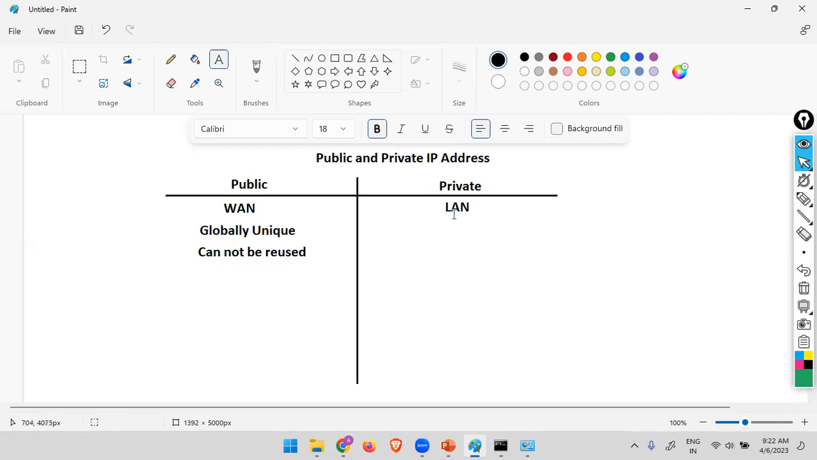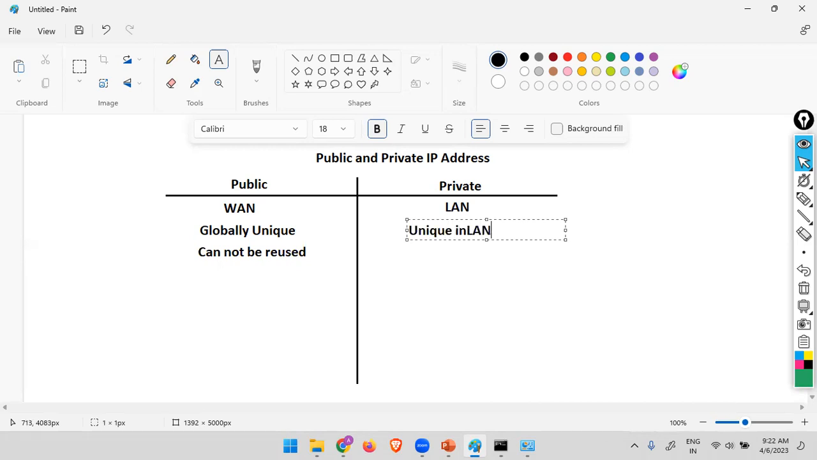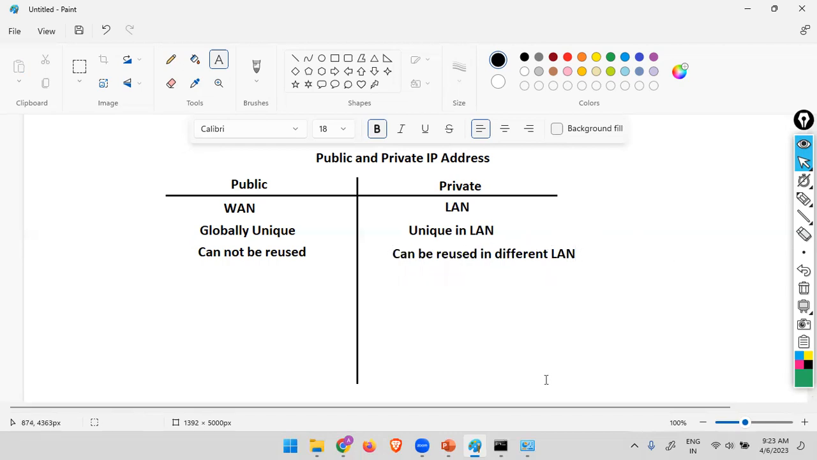And your private addresses are in the local area network. So these have to be unique only inside the local area network. If these are unique only inside a local area network, then in a different local area network these addresses can be reused. So we can say they can be reused in a different LAN.